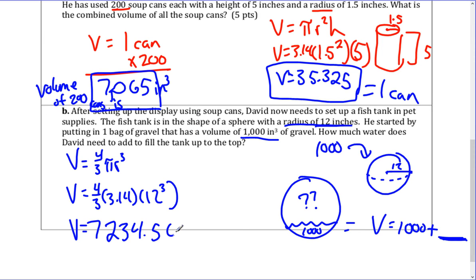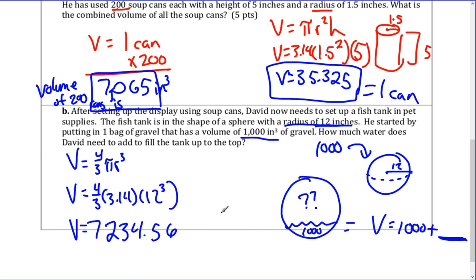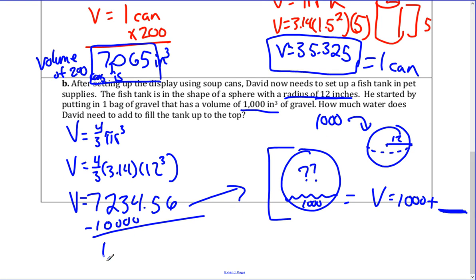All right, so this whole volume is that number. If 1,000 of this is rocks, how much is left? How much water do you still need to add? Well, you'd add like 6,000 something or other, right? If you subtract 1,000 from here, you would have 6,234.56 space left for water. Inches cubed of water.